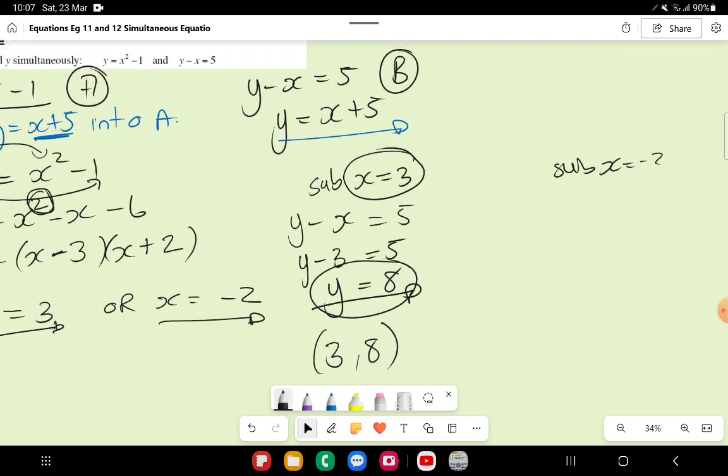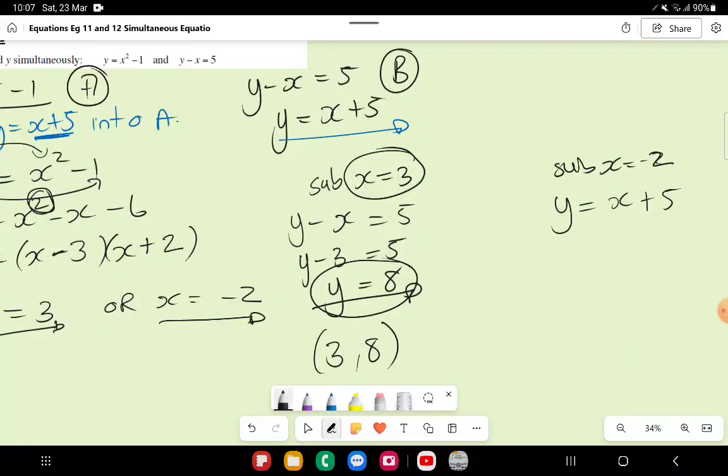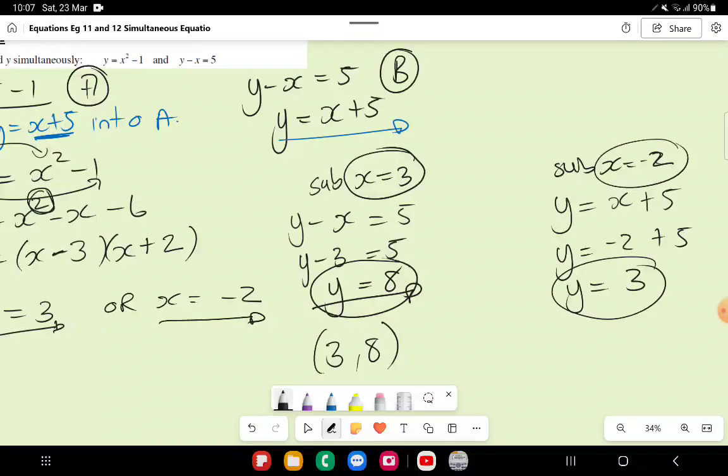And if I substitute x is negative 2, I can say y equals x plus 5. y equals negative 2 plus 5. So y is equal to 3. Again, I've got two coordinates, which are going to be negative 2, 3.